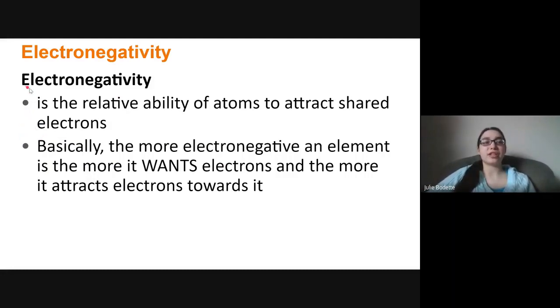So electronegativity. The fancy definition: electronegativity is the relative ability of atoms to attract shared electrons. So basically what this means is electronegativity is how much atoms want electrons. So the more electronegative something is, the more it wants electrons and the more it pulls them towards it.